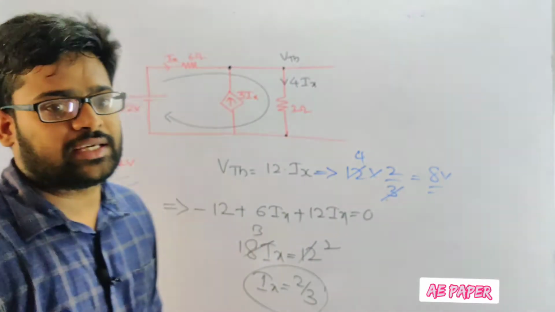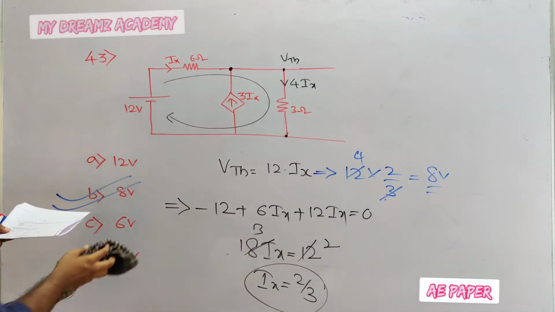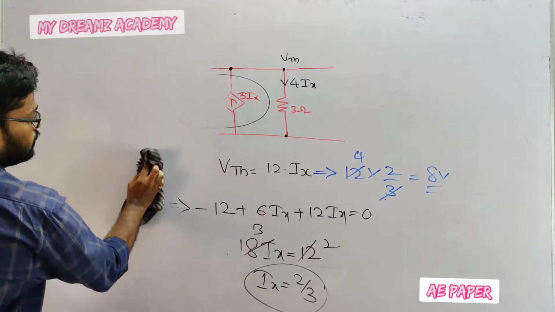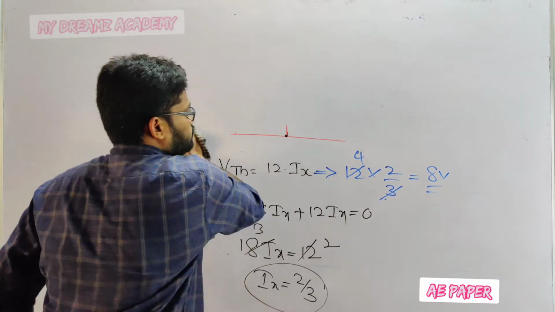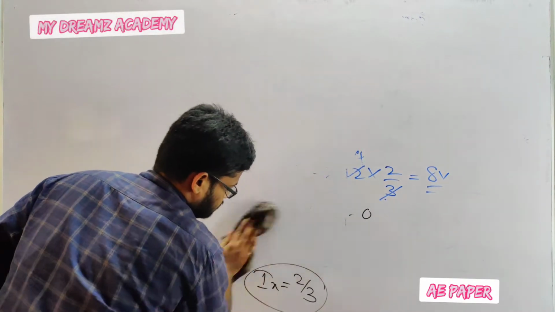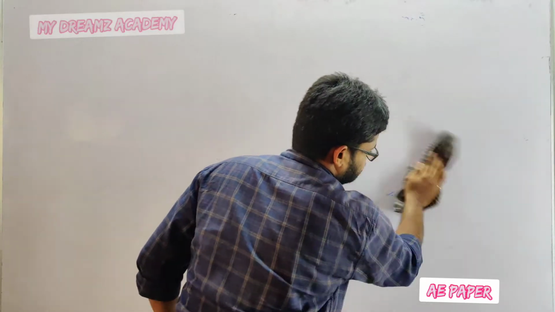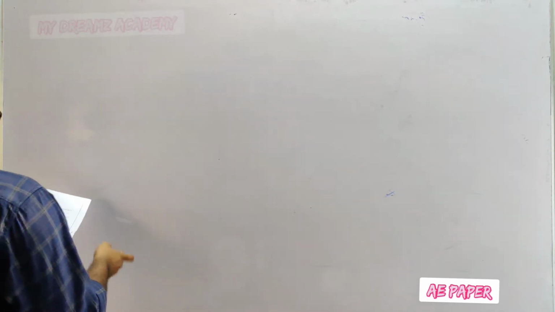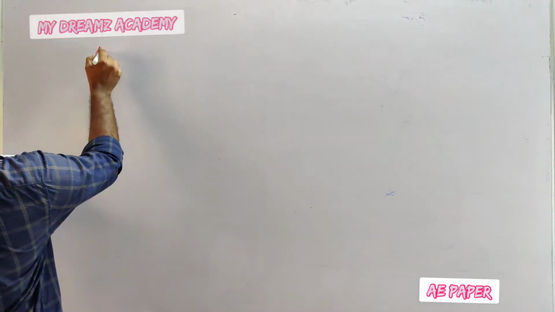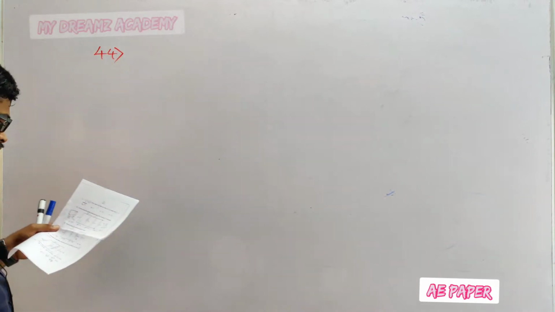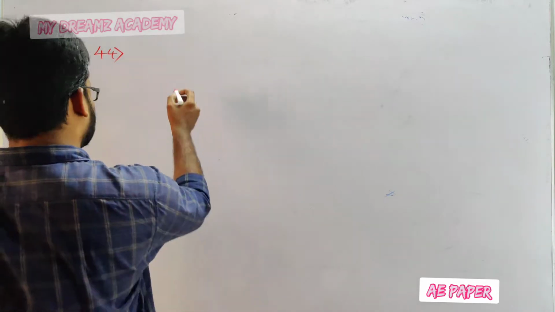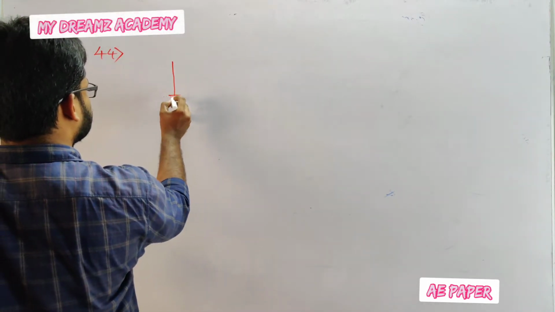Now we are going to see question number 44. This question is also from network theory only. What is the value of I2 in the network shown below? We need to calculate I2.